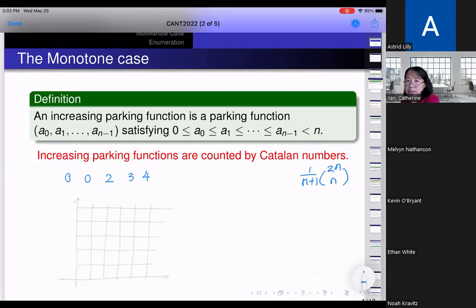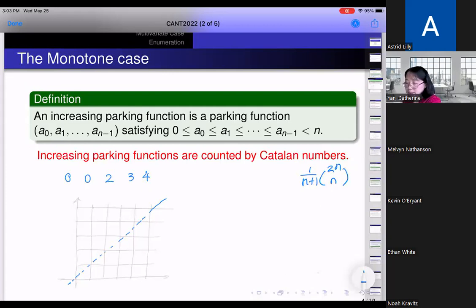To see why the increasing parking functions are counted by the Catalan number, I want to give you an easy illustration using a well-known representation of the Catalan number, the lattice paths controlled by the diagonal. These are lattice paths from 0, 0 to n, n, lying just below or on the diagonal. For any increasing sequence which is a parking function, you can realize it as a lattice path as follows.